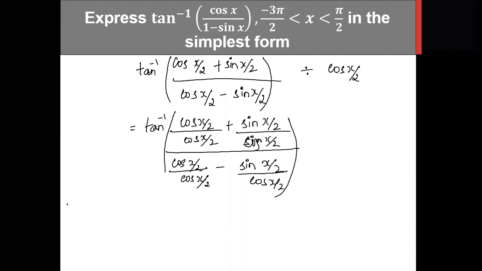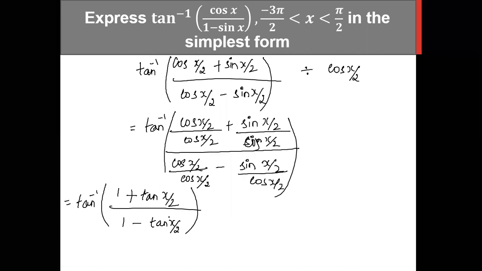Okay, so then it is tan inverse of 1 plus sin by cos in the numerator and 1 minus sin by cos in the denominator. Sin by cos is tan. So it is tan x by 2 in both, 1 plus tan x by 2 divided by 1 minus tan x by 2. Good, Fatima. Good, Almas. Okay, so now what do I have to do?